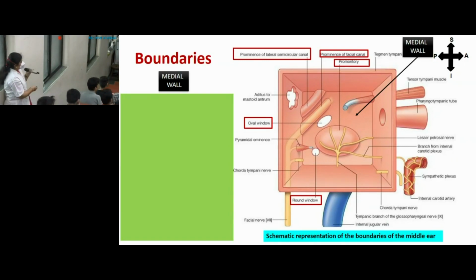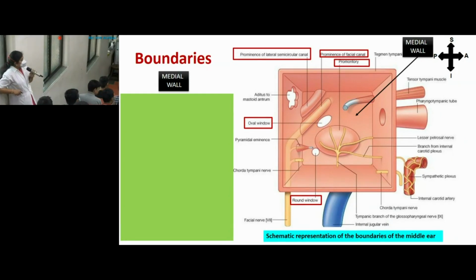So this is the elevation seen along the medial wall called the promontory, produced by the basal turn of the cochlea. And what is present over the promontory? The tympanic plexus. Can you tell me the nerves forming the tympanic plexus? The tympanic branch of the glossopharyngeal nerve and which nerves? Superior and inferior caroticotympanic nerves. Superior and inferior caroticotympanic nerves.